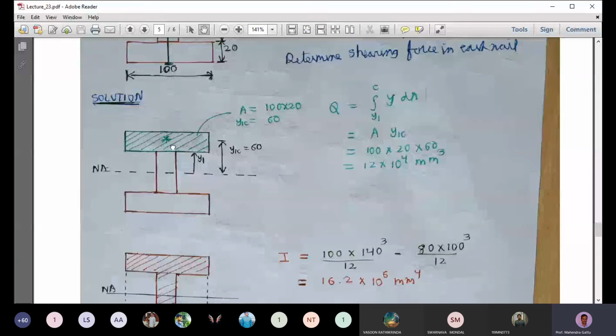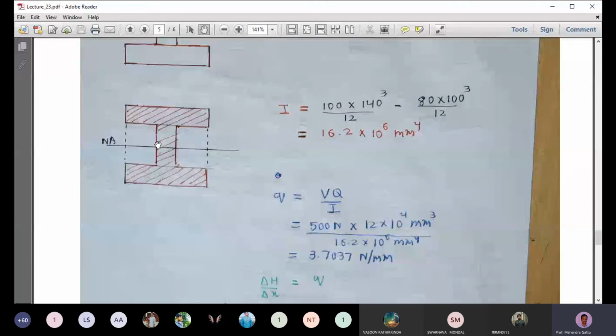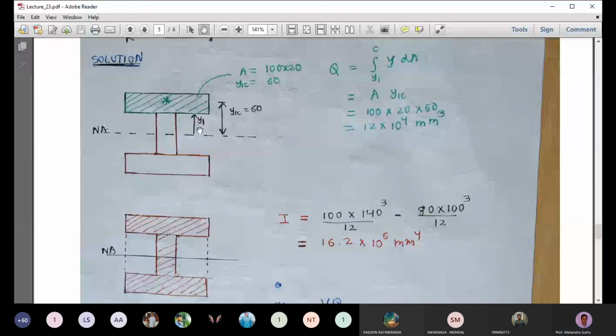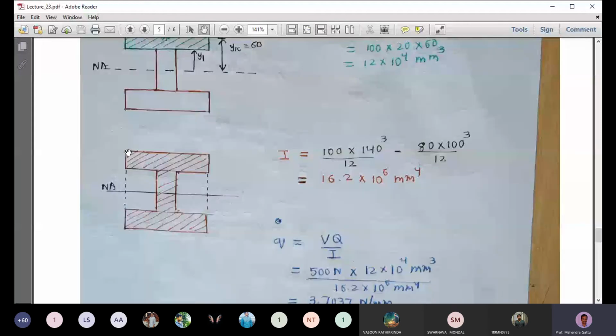Now the next step is to calculate the moment of inertia of the total area. So we have to find the moment of inertia of this I section. How do we find it? The width is 100, and the height is 20 plus 100 plus 20, which is 140. So we will calculate the moment of inertia of the entire outer rectangle, which has dimensions 100 times 140, 100 along the width and 140 along the height.